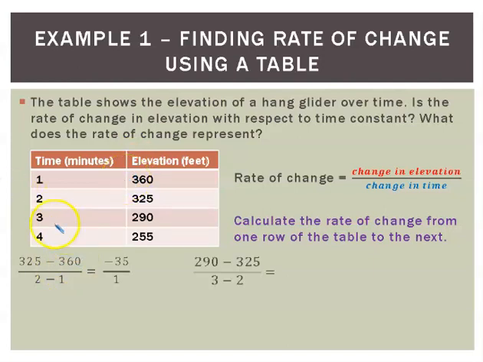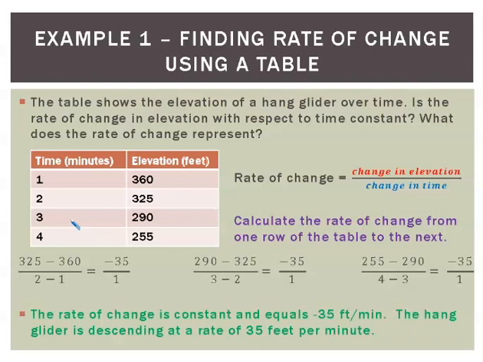Okay, so the next set will be from 2 minutes to 3 minutes. And we'll look at what our change in elevation is, do the calculations and simplify. Now it looks to me like they're constant, but again, I don't know that for sure. I still need to look at another set here. So let's do that. We'll take 255 minus 290, and 4 minus 3. Do our calculation, we get the same thing.